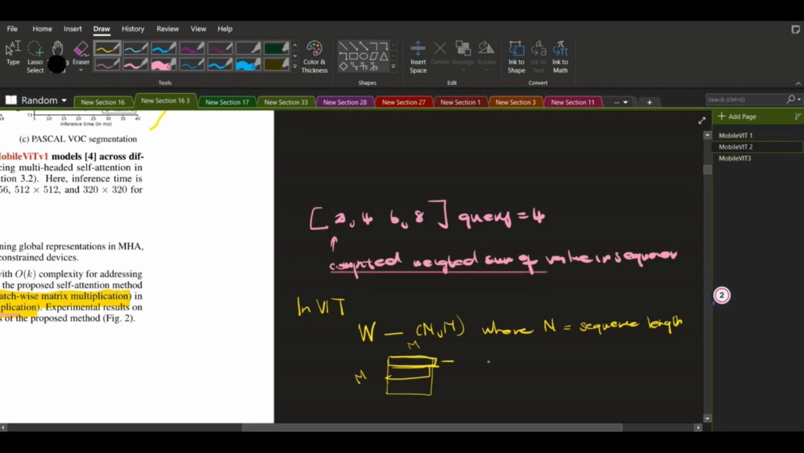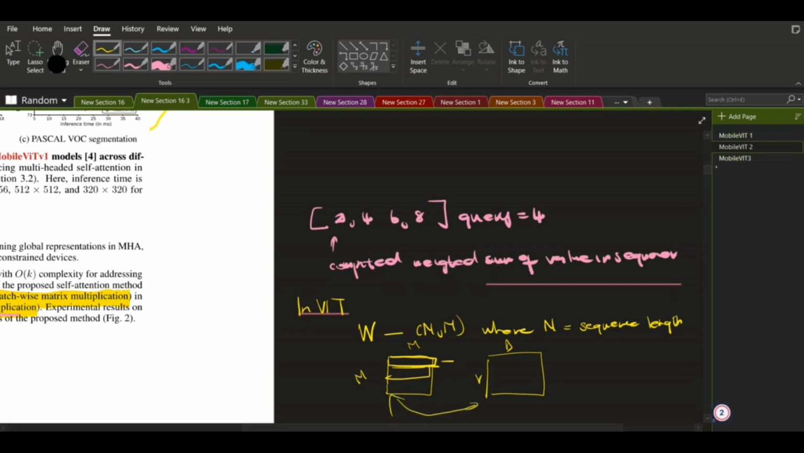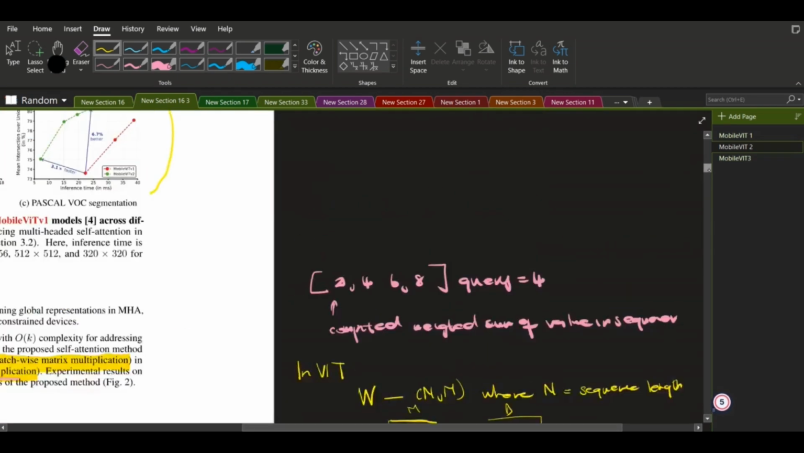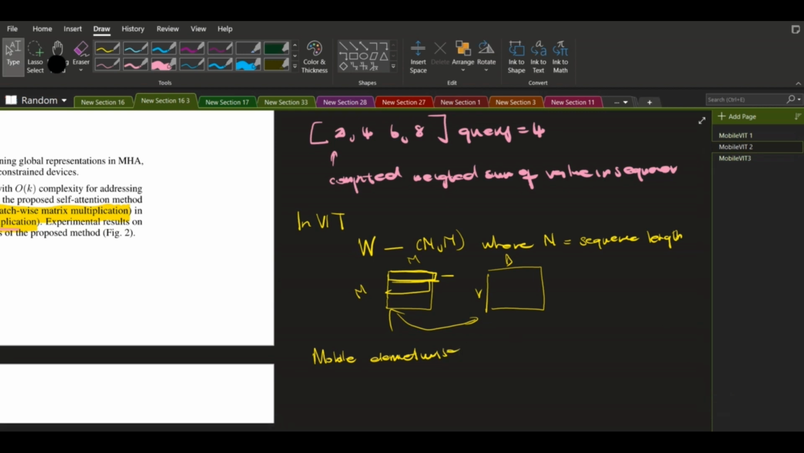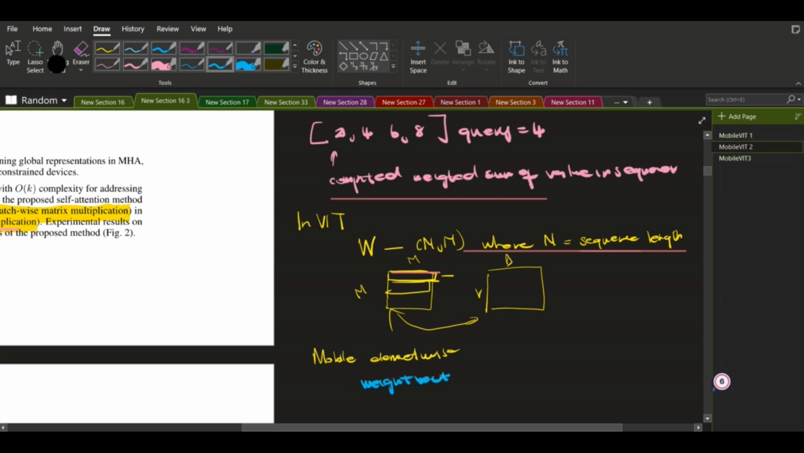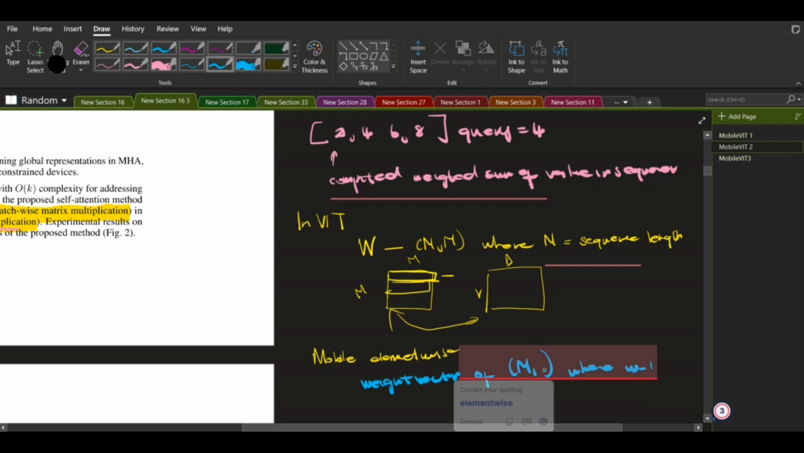Then we can have the value here with d, where d denotes the dimension of the value. So the weight matrix will be multiplied with the value matrix, right? So you have this matrix multiplication between keys and weights. But now in MobileViT, what they mean by element-wise multiplication is that instead of thinking about matrices, you can think about vectors. So we have a weight vector of size n, where the first element we can denote as w_i, representing the similarity.